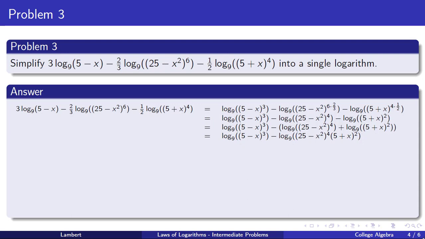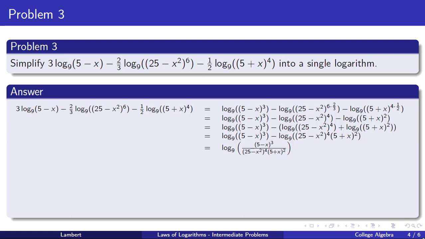Okay. Now we can use our quotient rule because you just have a minus sign, and so that last term that we just spoke about will go in the denominator of a fraction with a single logarithm out in front of this. So log base 9 of the quantity, you have 5 minus x, that quantity cubed, up in the numerator, and then once again the 25 minus x squared, that quantity raised to the fourth, and the quantity 5 plus x to the second, both appearing in the denominator.